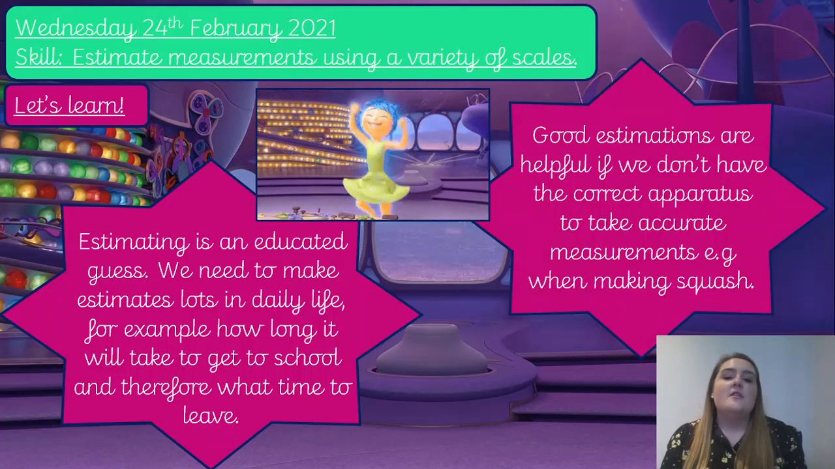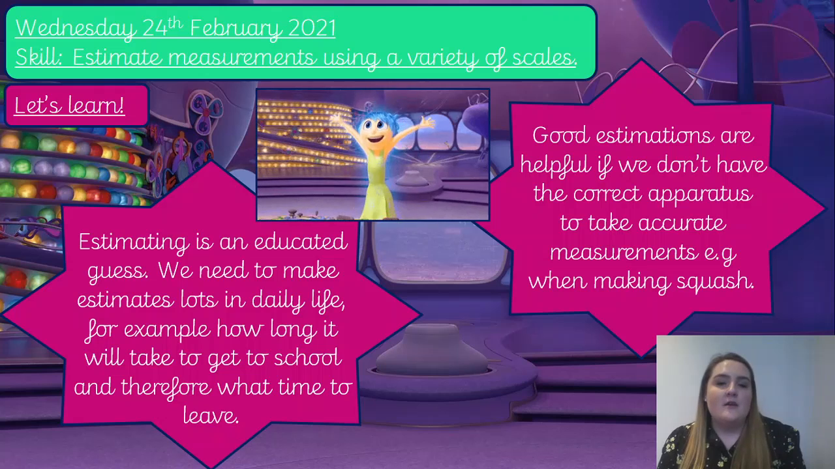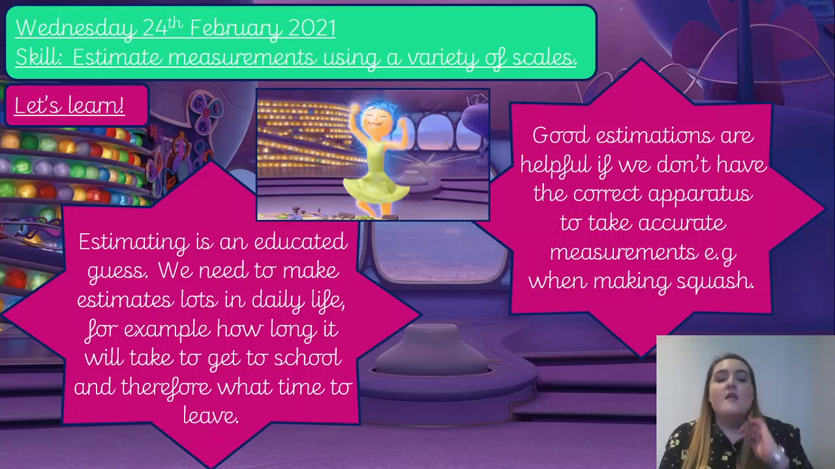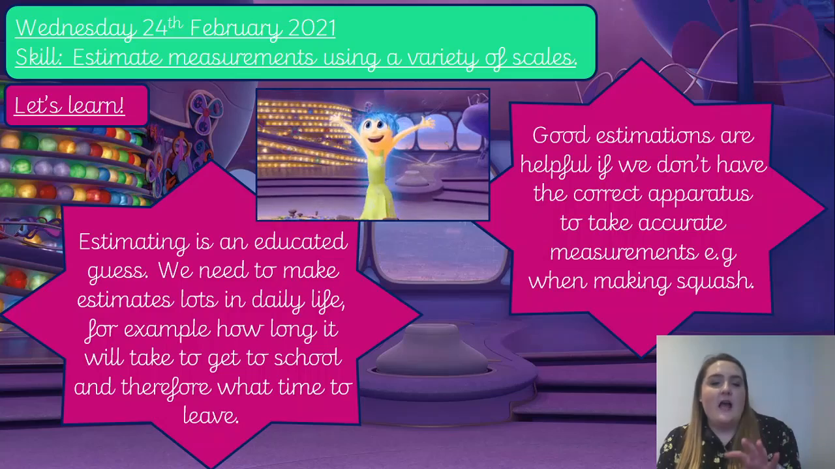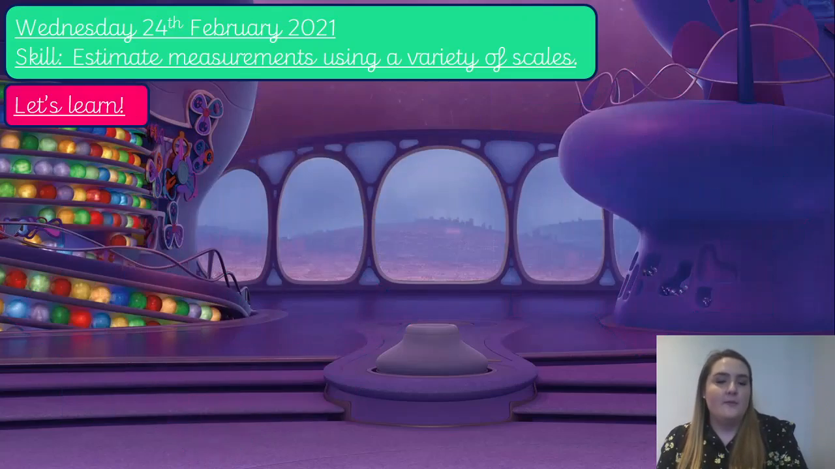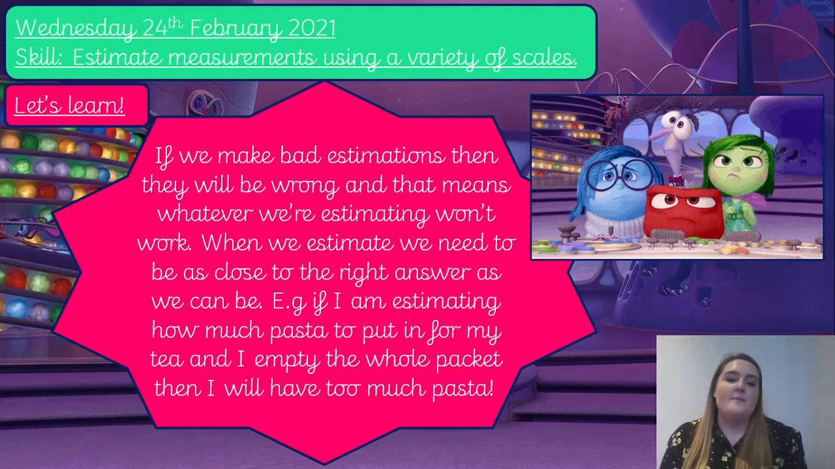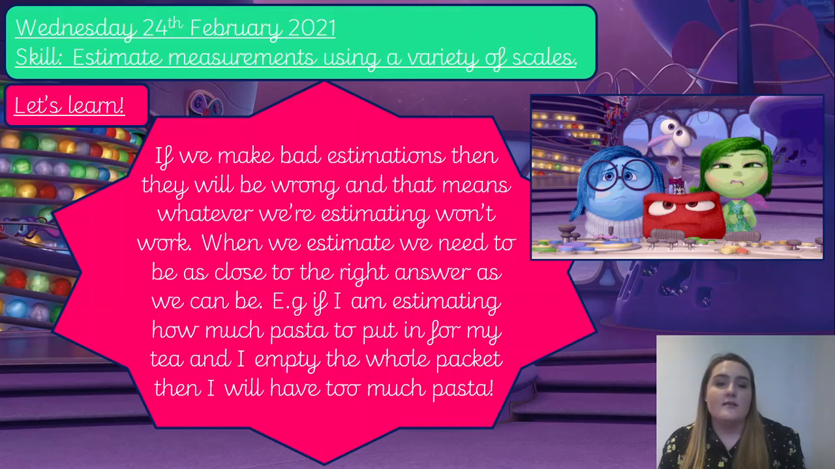So, good estimations are helpful if we don't have the correct equipment to take accurate measurements. So for example, when making squash, if you didn't have a measuring jug, then you could make a sensible estimate as to how much liquid you are pouring, for example. If we make bad estimations, then they will be wrong, and that means whatever we're estimating won't work. When we estimate, we need to be as close to the right answer as we can be.